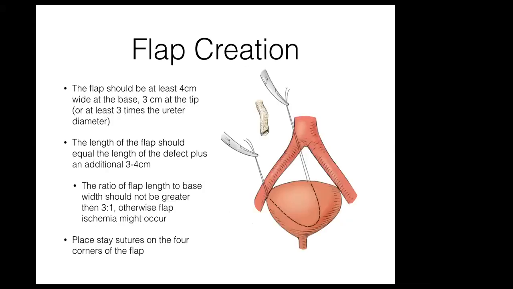So for the creation of your Boari flap, the flap should at least be 4 cm wide at the base, 3 centimeters at the tip, or at least 3 times the ureteral diameter. The length of the flap should equal the length of the defect plus an additional 3 to 4 cm. The ratio of the flap length to base width should not be greater than 3 to 1. Otherwise, flap ischemia might occur. And then you place stay sutures on the 4 corners of your designed flap.